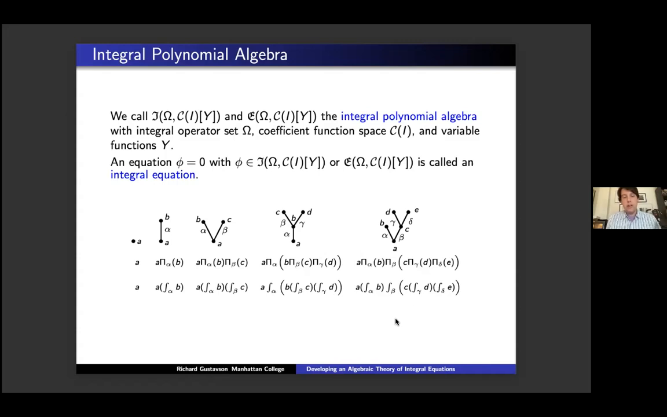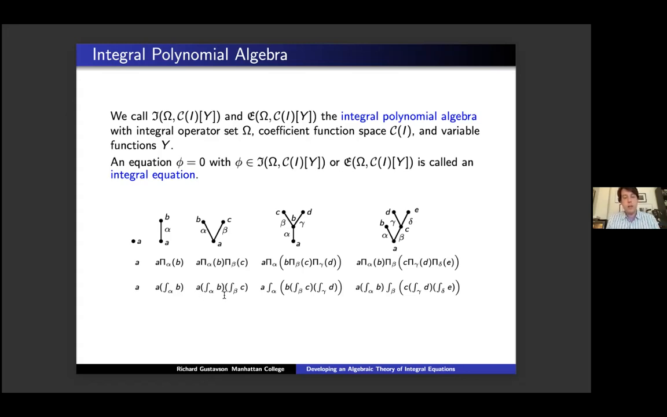These are polynomials in our variable Y, with coefficients in the algebra of continuous functions. That's what the Roman letters are, A, B, C, and D. And then the Greek letters, alpha, beta, gamma, and so on, are elements of our set omega, and they're defining our integral operators. So remember, they're encoding the limits of integration and the kernels.